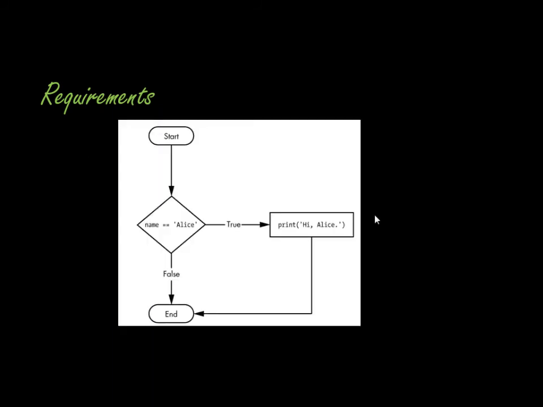This is a very simple flowchart. We've got a start, we've got an end, we have a decision point, and we have a process that we're going to do. We start, name equals Alice. If the name equals Alice is true, we're going to print Hi Alice. If it's false, the program's going to end. Very simple flowchart. That's what I expect you to start off with, something simple.